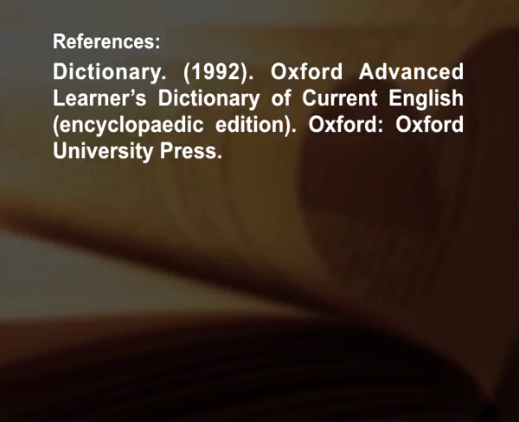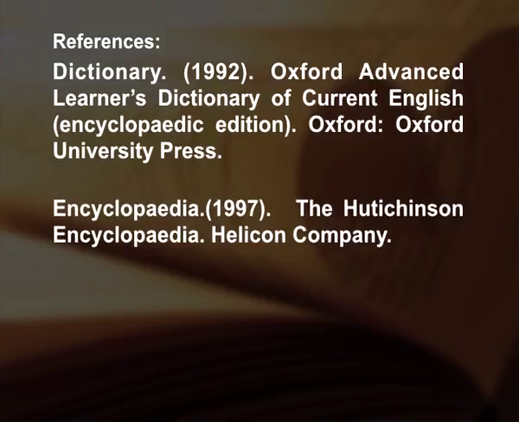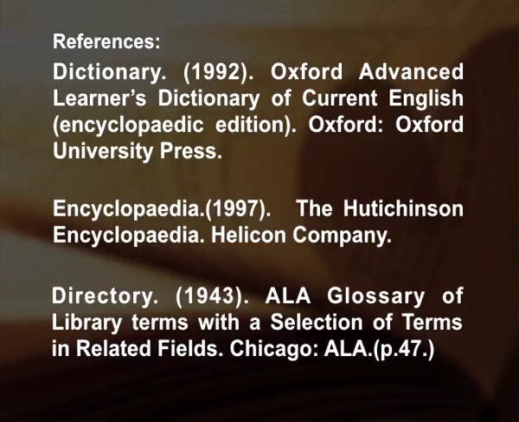Here are some reference books for further reading. Oxford Advanced Learners Dictionary of Current English, Encyclopedic Edition, Oxford University Press, Oxford, 1992. The Hutchinson Encyclopedia, Helicon Company, 1997. ALA Glossary of Library Terms with a selection of terms in related fields, ALA, Chicago, 1943.